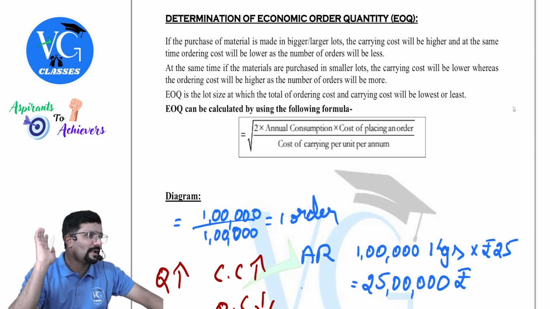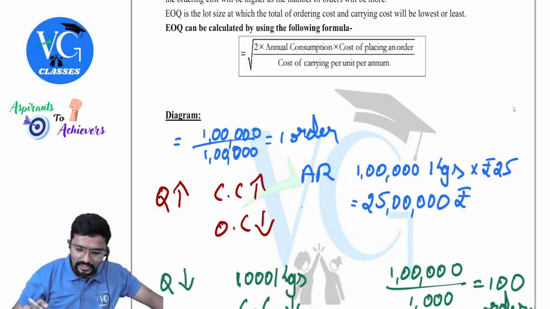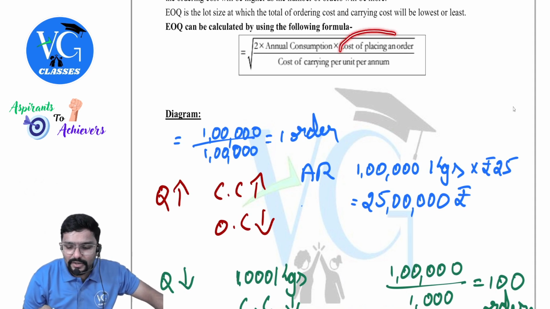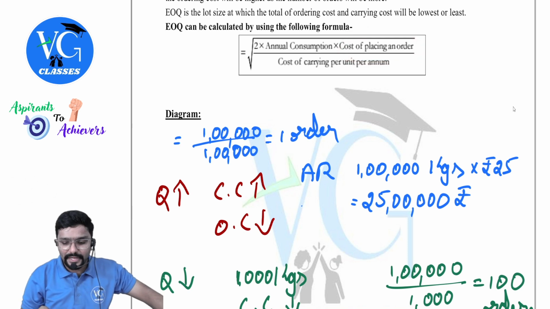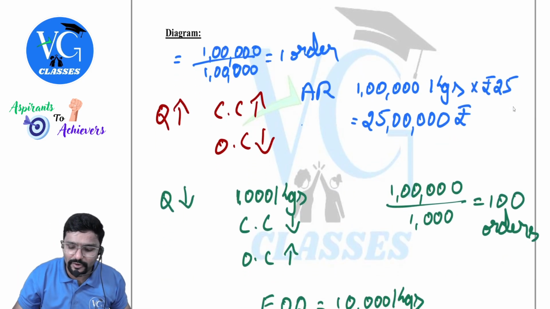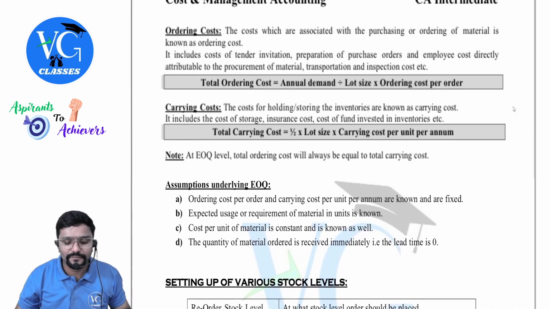Now, whatever I use in this formula, please observe, ordering cost is per order, carrying cost per unit. Now can we calculate total of this, sir? Yes, for that we have a separate formula.